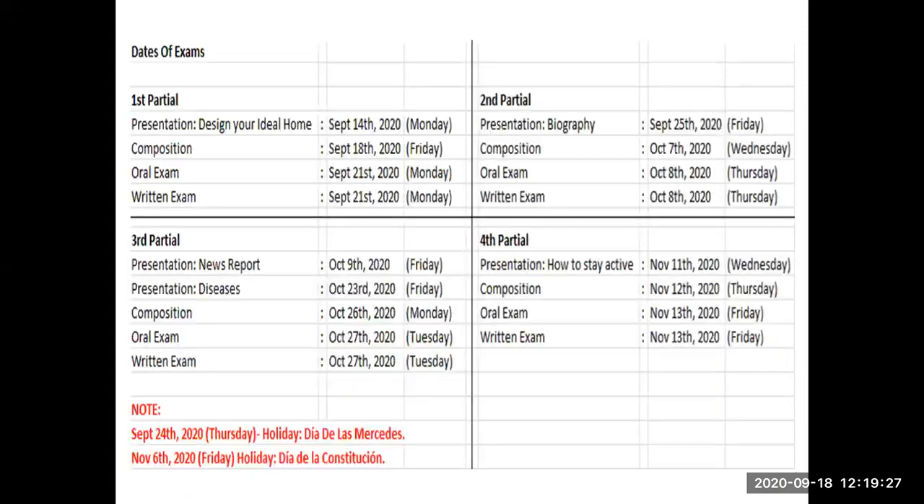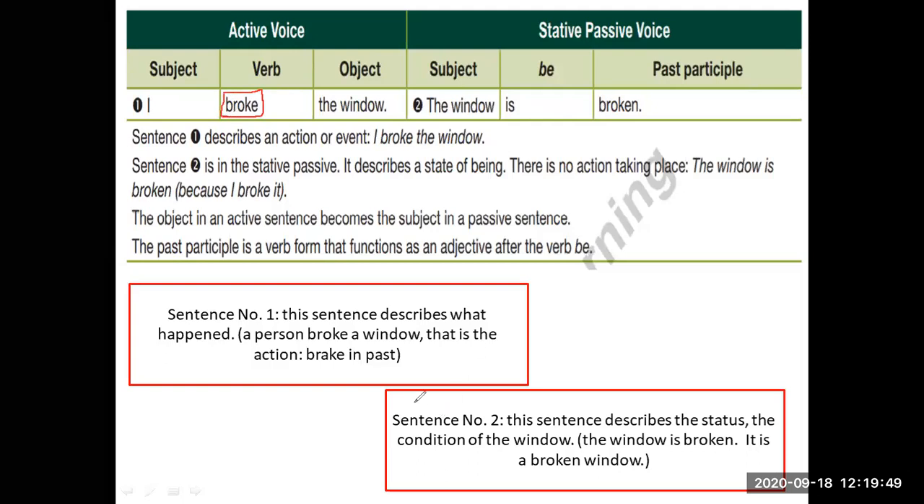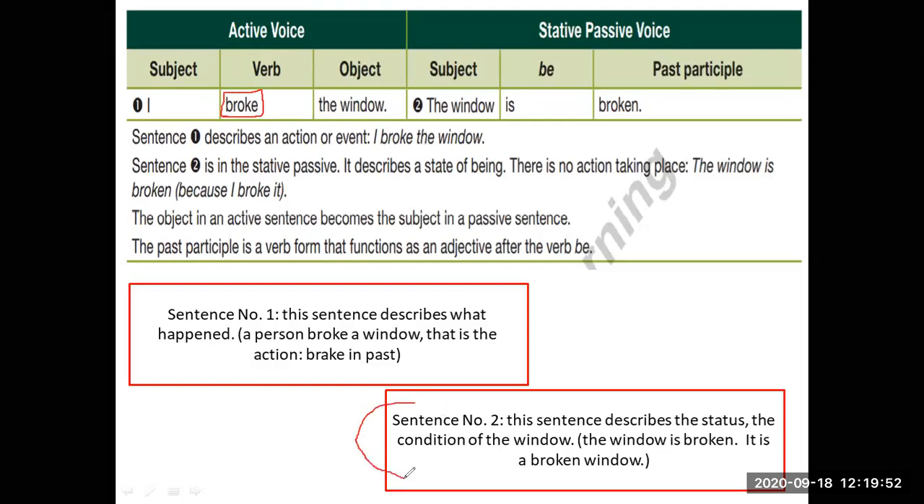Yesterday I showed you a page where I had a mistake, so I wanted to include that page here. That is this one. I explained yesterday that sentence number one is describing an action that happened before a person broke a window. That is the action break, so we are using the verb break in the past. And this here is where I had the mistake.